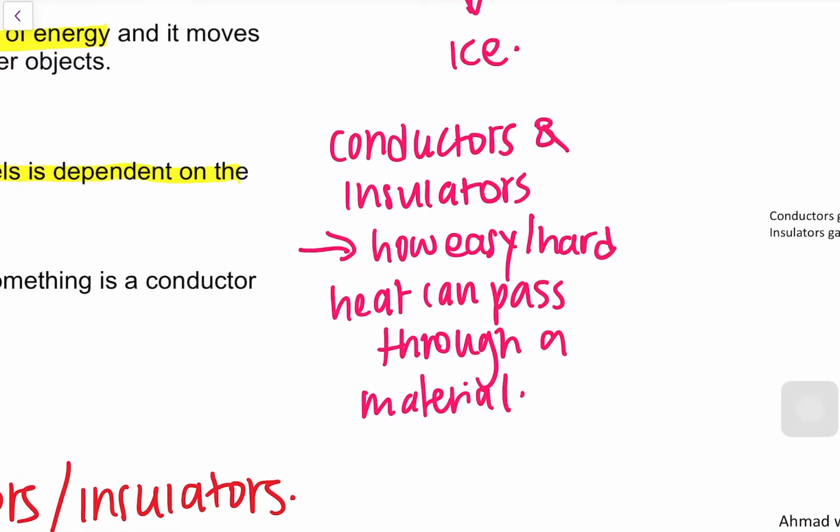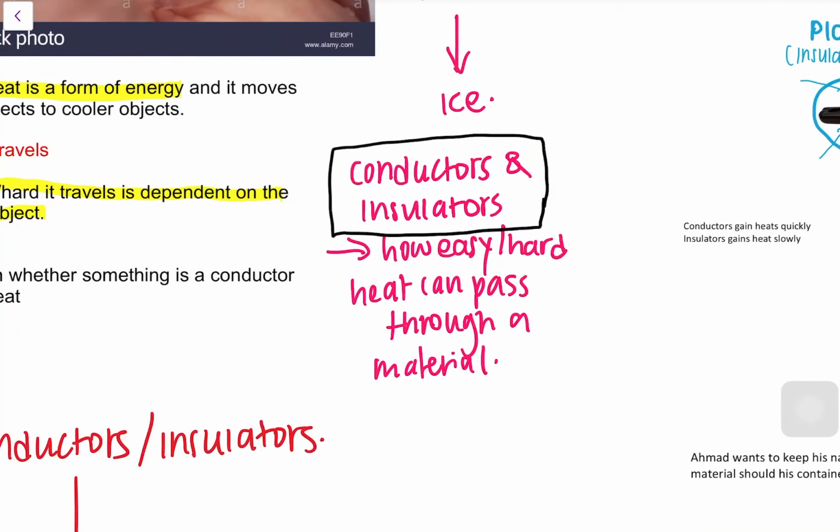All right, so based on this definition, some of you may be wondering, we have not yet understood what conductors and insulators are. We know that being a conductor or insulator affects how easy heat energy can pass through a material, but we don't know how being a conductor or insulator is related to this. So now let me explain to you.